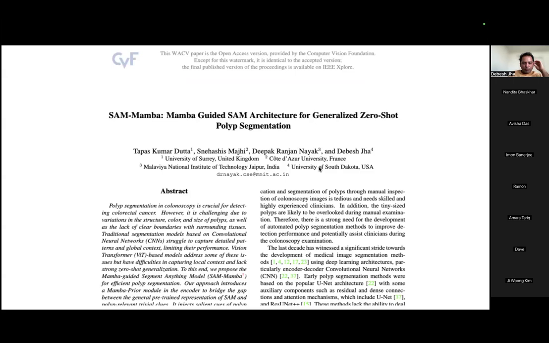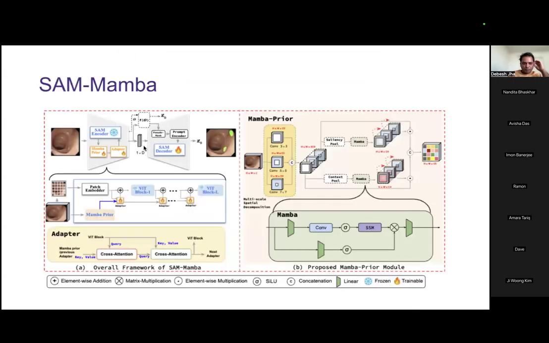And recently we presented this paper called SAM-Mamba. Here we try to take advantage of both SAM and the Mamba state space model. The input image is passed through the SAM encoder, which we freeze, and the output of this is passed through the Mamba prior, where the goal is to improve the contextual, or context-aware, information. This is then passed through the adapter.